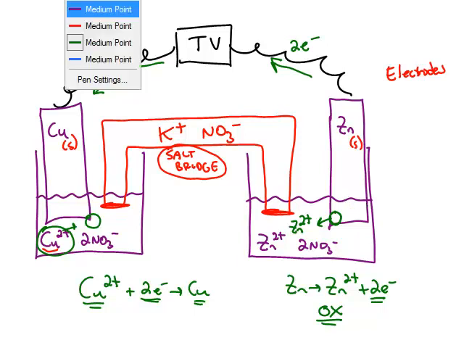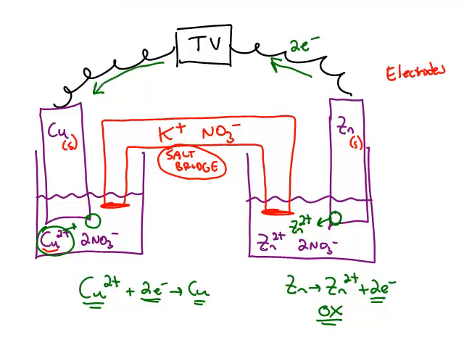At the same time, notice what happened. The beaker on the right started out electrically neutral, but now we put in 2 more positive charges. The beaker on the left started electrically neutral, but it lost 2 positive charges. This is why we need the salt bridge to keep everything neutral.